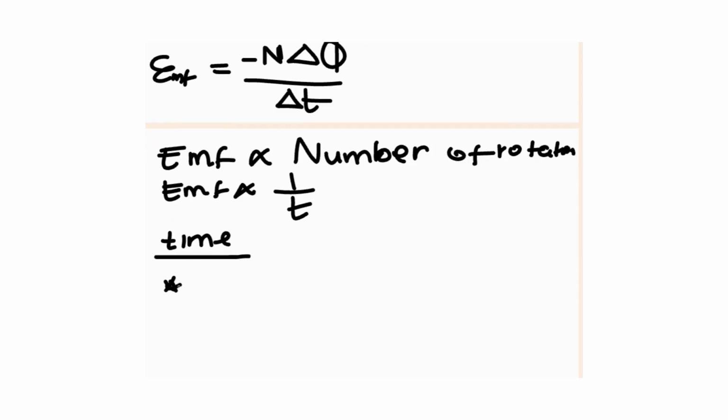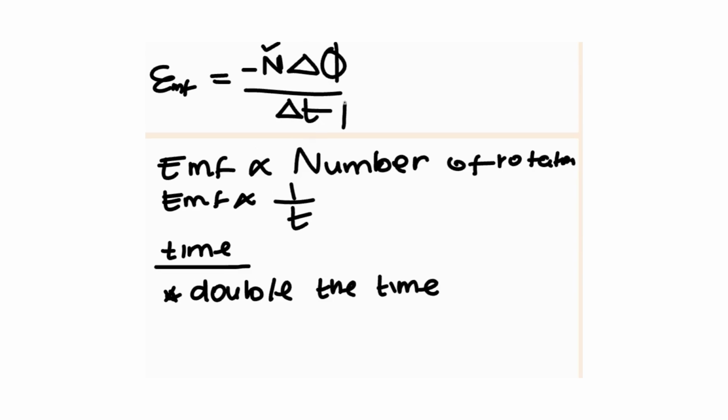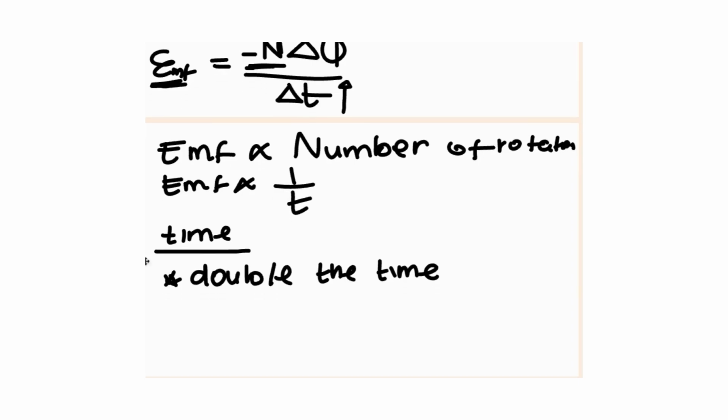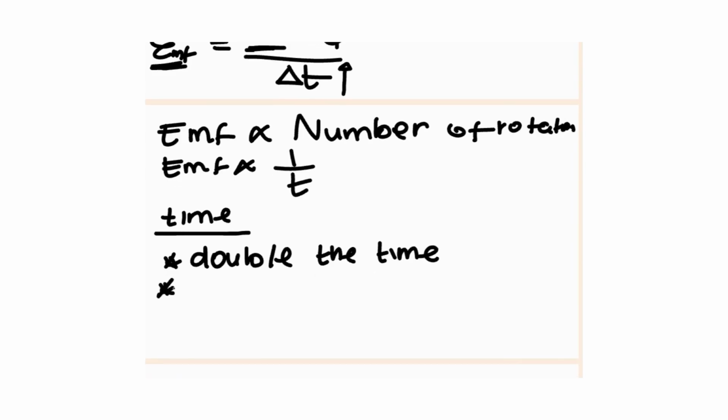So what happens to the EMF, and also to the graph, if we double the time? Doubling the time means you take a long time to complete one cycle. So you are going to generate less EMF, and the number of rotations decreases. So if you double the time, what happens is you have the EMF.